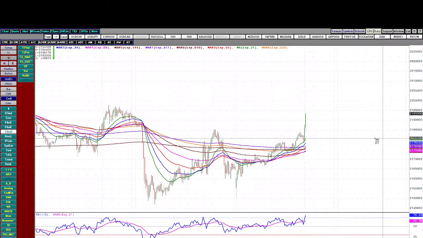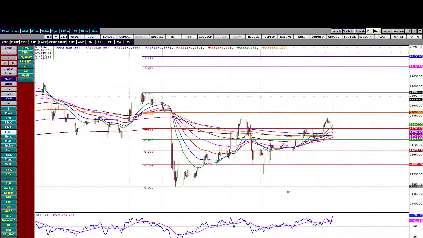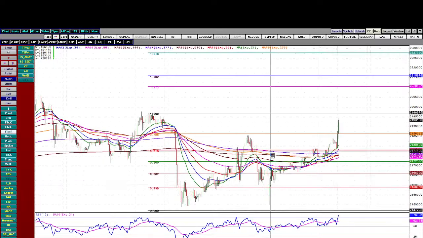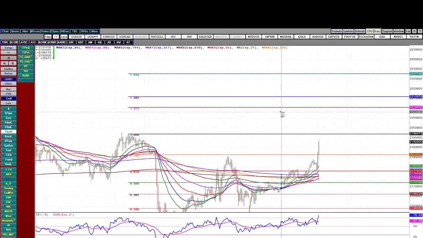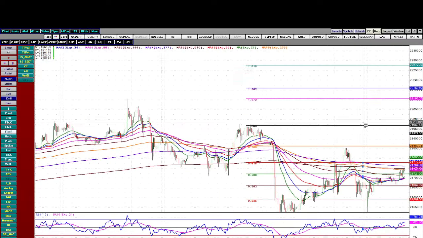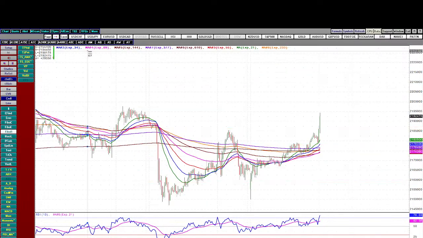So if it breaks this high, then we should see the price target towards 22105. If we get stopped out, then we have to do a re-entry somewhere near this level, which is 22105.